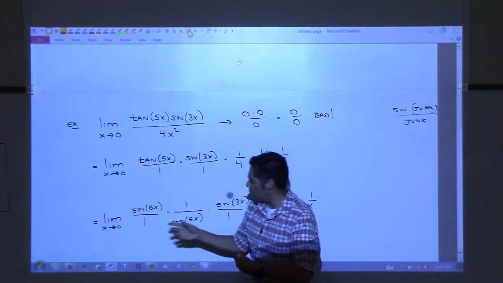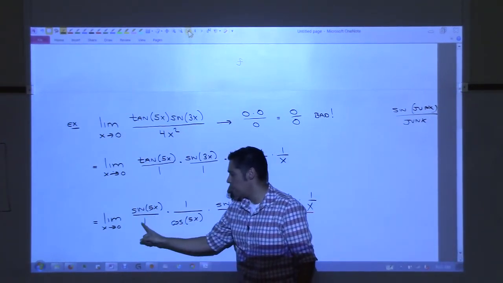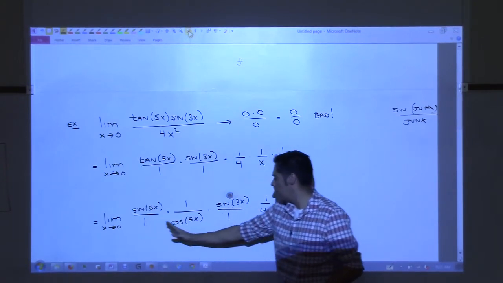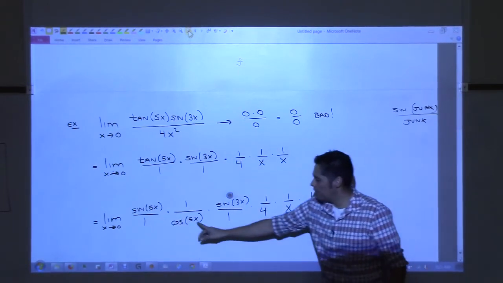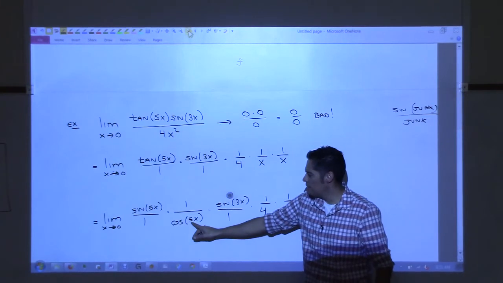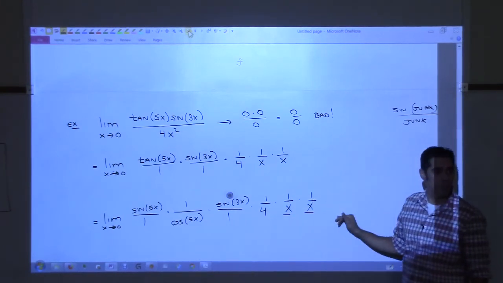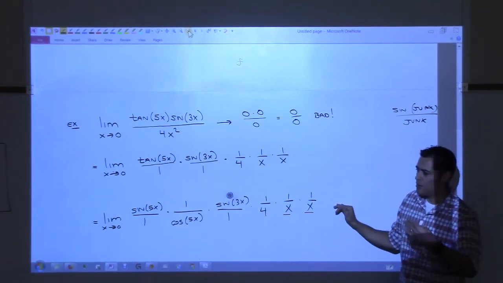Or what would we like our junk to be here? 5x. So we want 5x here, right? We don't have a 5 anywhere here. Now, we can't pull that 5 out, right? I just said that. So we don't have a 5 here. So I would have to introduce a 5 on the top and bottom. And that's okay. I can always do that.